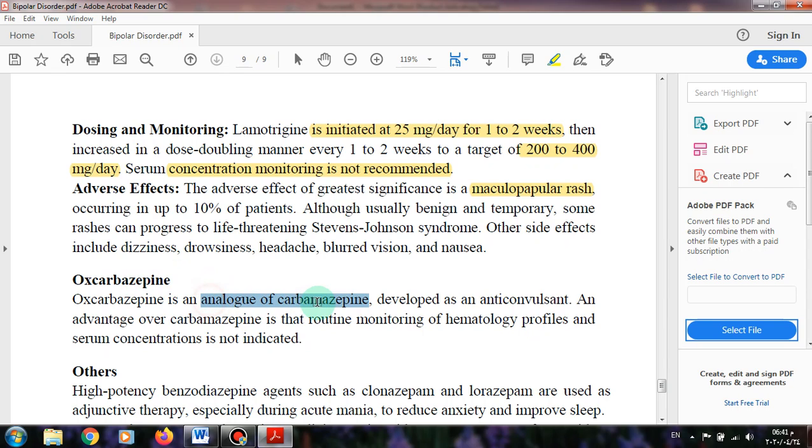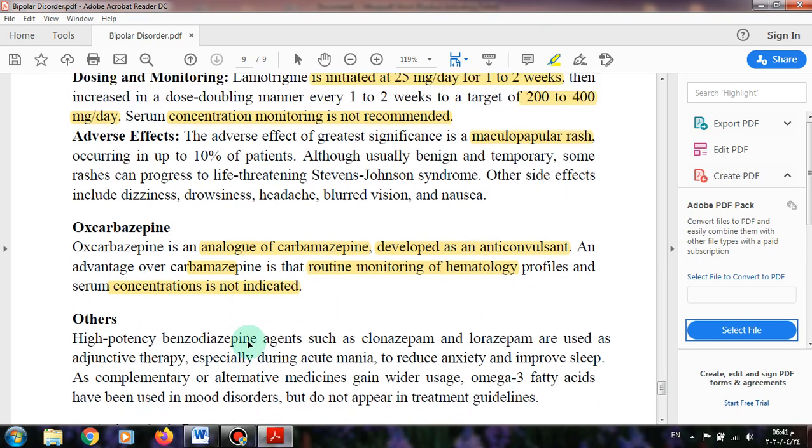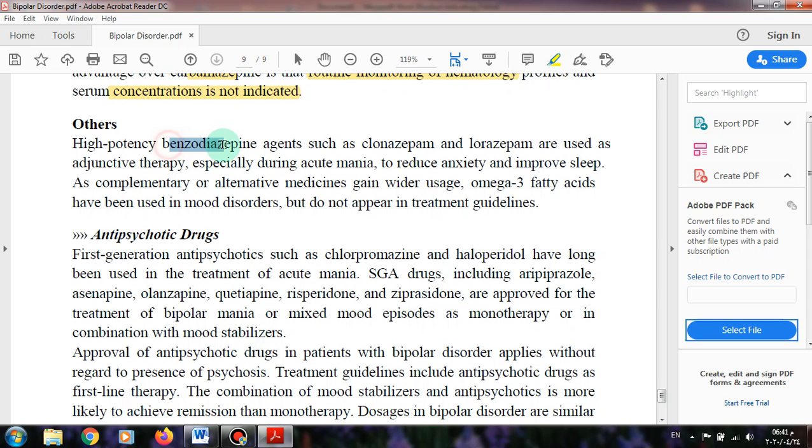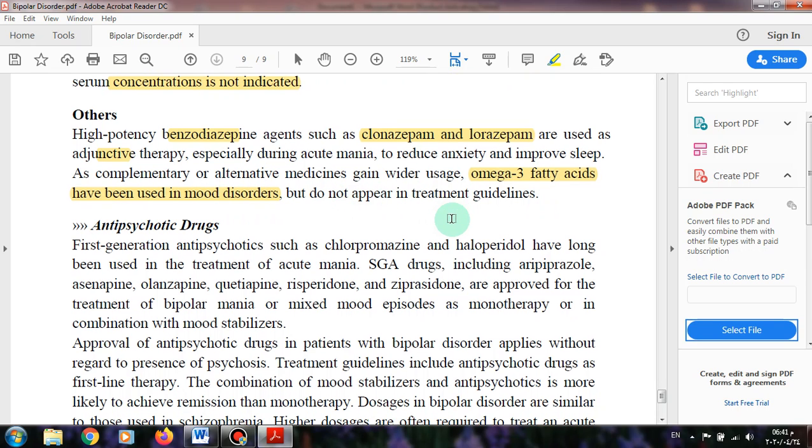Oxcarbazepine is an analog of carbamazepine, developed as an anticonvulsant, and its feature or advantage over carbamazepine is that routine monitoring of the hematology profile and serum concentration is not indicated. Also, benzodiazepines can be used as adjunctive therapy for short-term treatment, two agents, clonazepam and lorazepam, for treatment of insomnia and treatment of anxiety. Omega-3 fatty acid also has a role in mood disorders but does not appear in treatment guidelines.